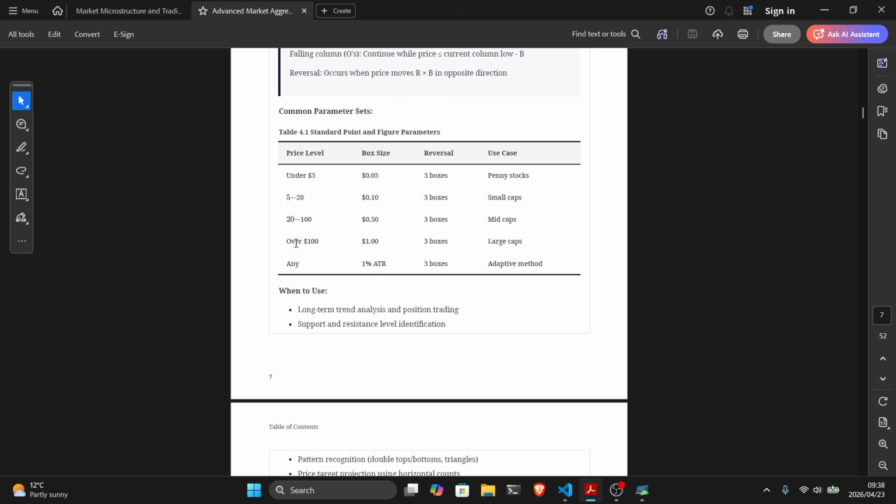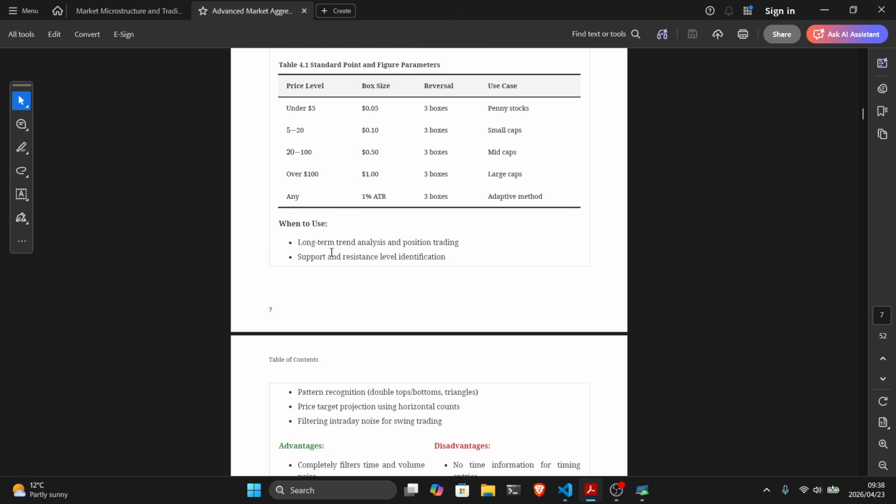Over $100, you're going to need a box size of $1, a reversal number of 3, and use it in large caps. If a price is any, you should just take 1% of the average true range, a reversal of 3, and it's adaptive, so you can use it in any type of market you want.